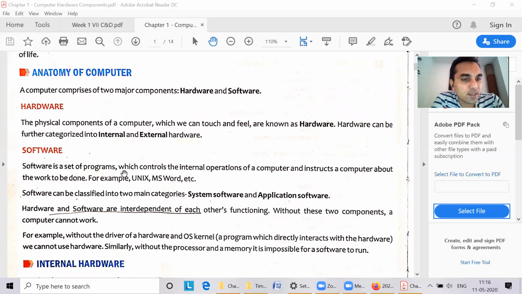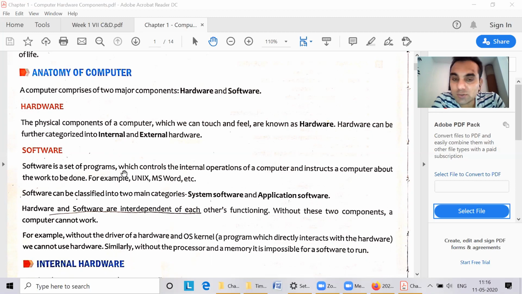Hardware can be further categorized into internal hardware and external hardware. The hardware within this mobile, inside, will be called internal hardware, and the hardware where we connect some cord or some pen drive or charger will be called the external hardware.